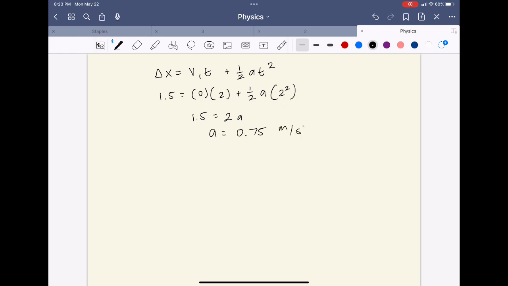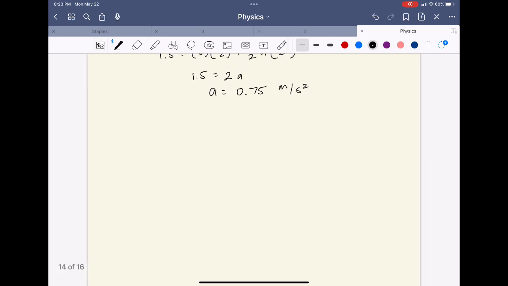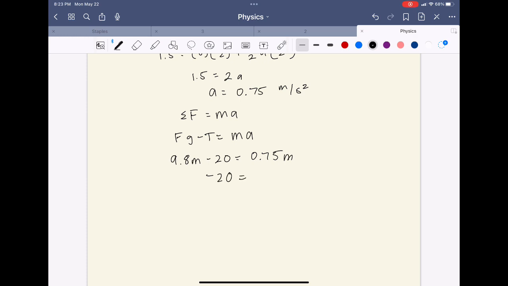And then we can go back to our Newton's second law equation and we could actually solve for it now. So we have sigma F is equal to ma. Our forces are still going to be Fg minus T is equal to ma. I'm going to rewrite Fg to be 9.8 times m since it's gravity times mass. Minus our tension of 20 is equal to, and then A is going to be 0.75 times the mass. And then we could rewrite this to be negative 20 is equal to negative 9.05 times m. And then we simplify to get our mass to be 2.2 kilograms for this pulley problem.